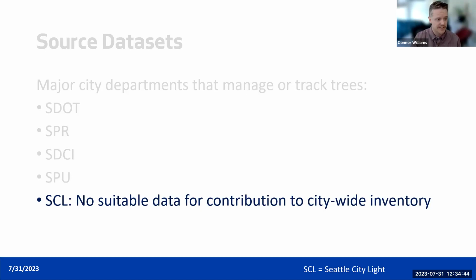And right off the bat, Seattle City Light really doesn't have suitable data for contributing to a combined inventory like this. When they track a tree, they're not really tracking the individual tree, they're tracking a work order associated with the tree. So an example of this might be a trim needed to cut a tree back from power lines. They're not tracking that individual tree through time, and a similar record might be created the next year after that.